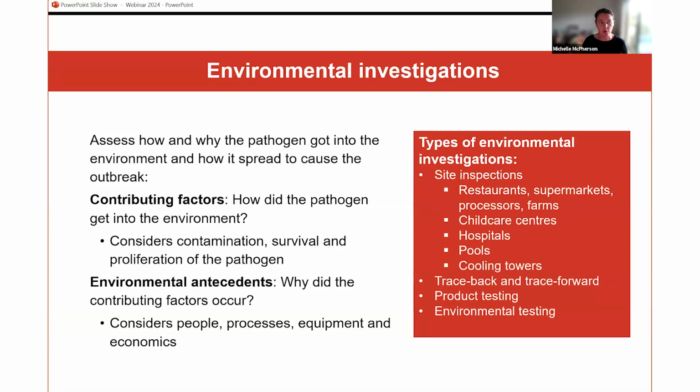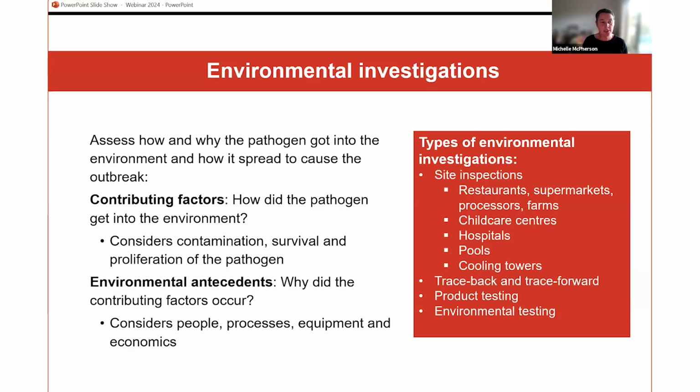So here we're looking for contributing factors. How did the pathogen get into the environment? So how did the salmonella, for example, get into the chicken? And we look at the initial contamination, any mechanisms that meant that the pathogen was able to survive and proliferate.